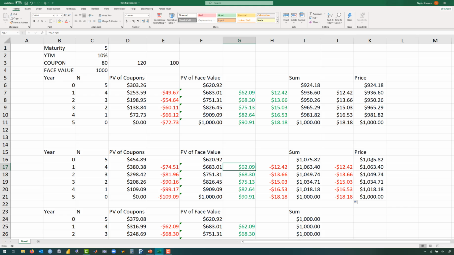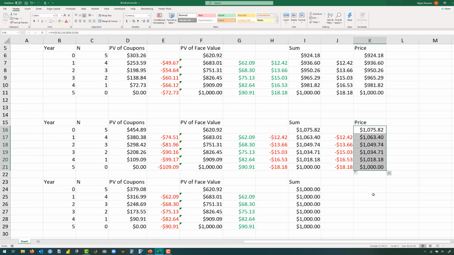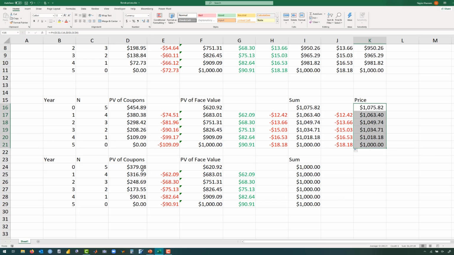So for a premium bond, as you move closer to maturity, assuming everything else remains the same, the value of that bond will decrease over time. This is for the bond that is selling at par. You're going to notice that, again, nothing is changing. The loss in the coupon payments is going to be exactly the same as the gain in the present value of the face value. The value of this bond is not changing over time.